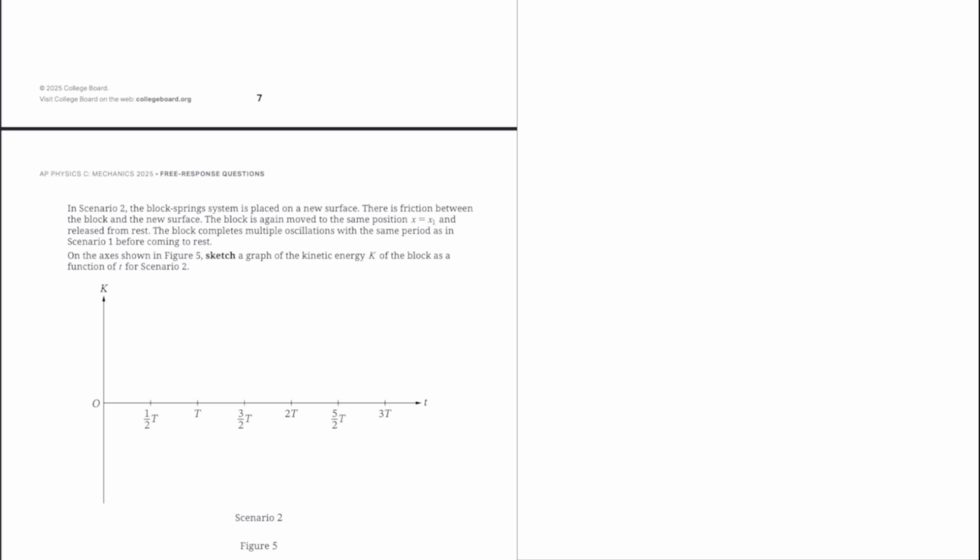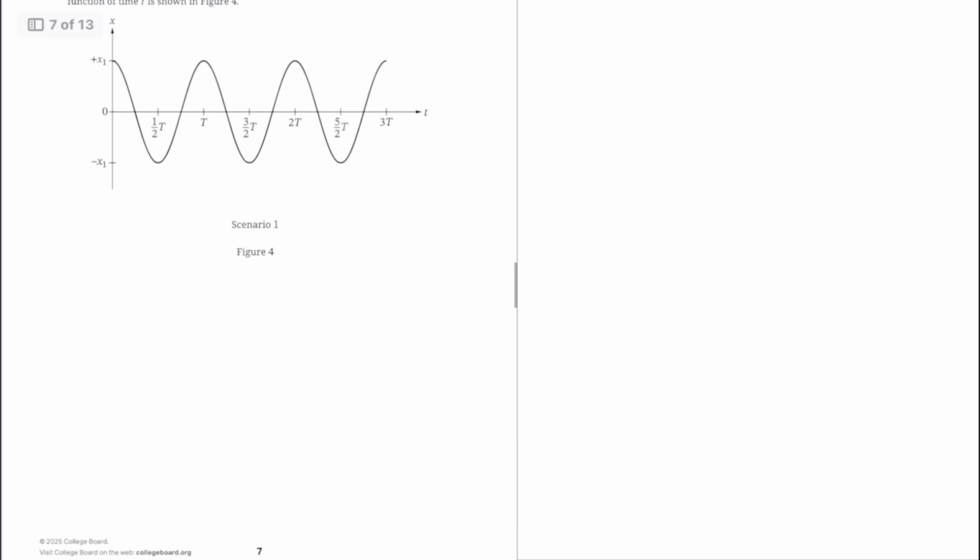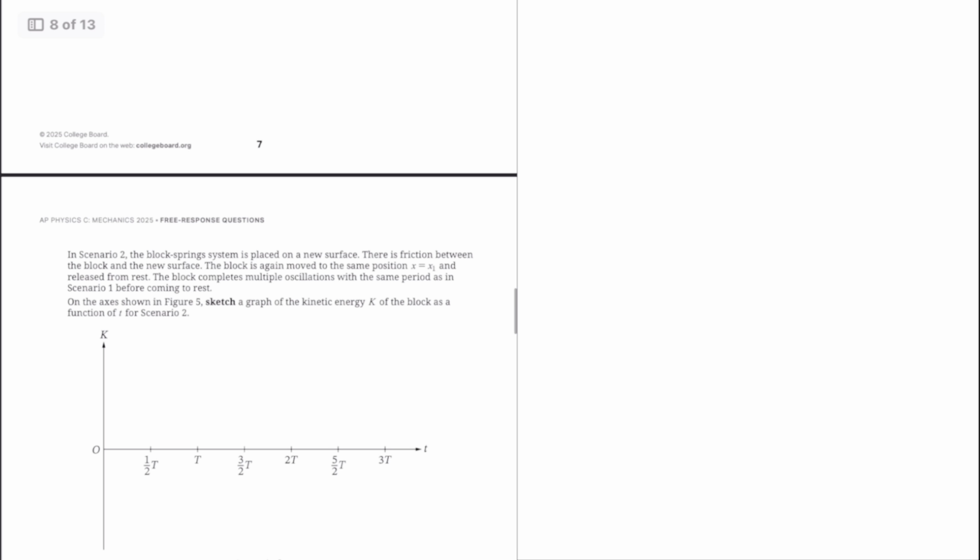On the axes shown in figure 5, sketch a graph of the kinetic energy K of the block as a function of time t in scenario 2. This is what they want you to recognize. So this is part C. This is what they want to see. This is what they want you to know.